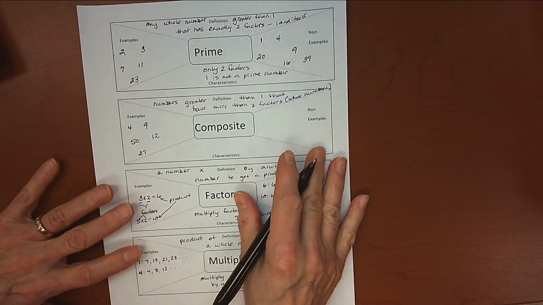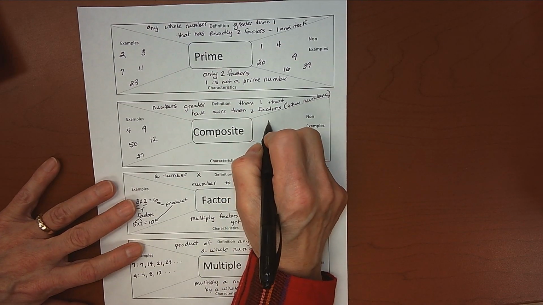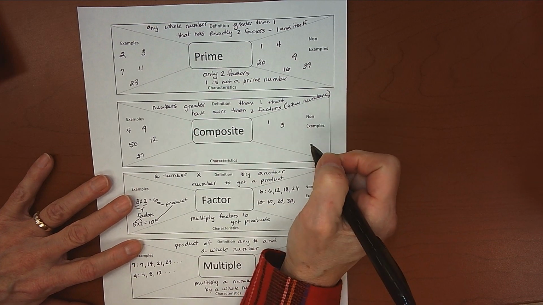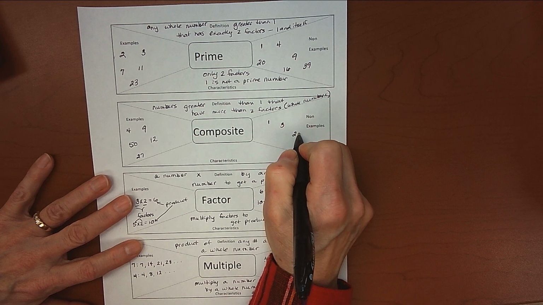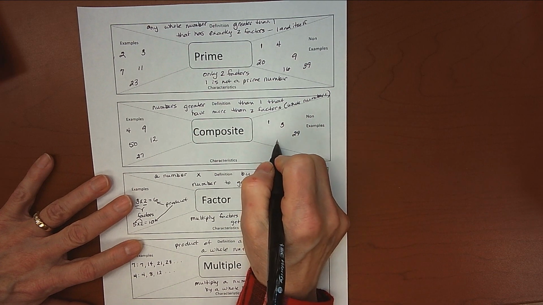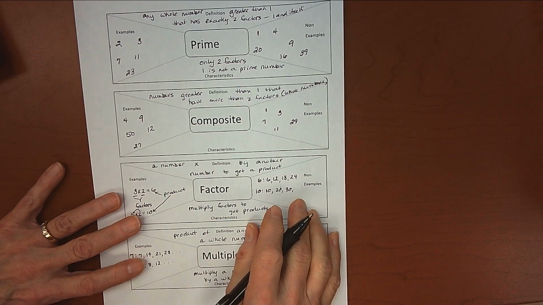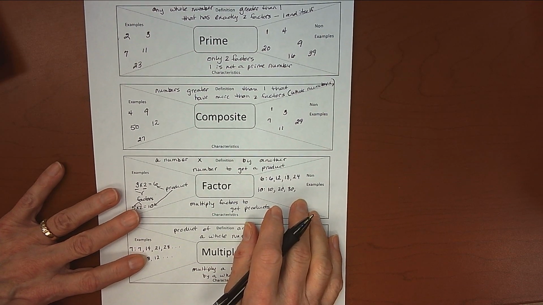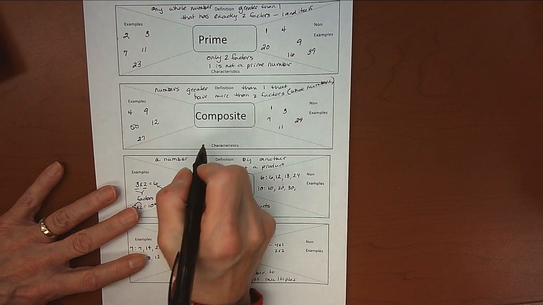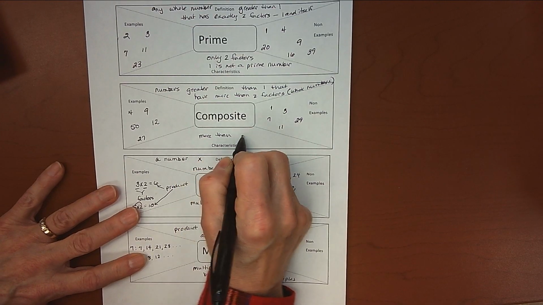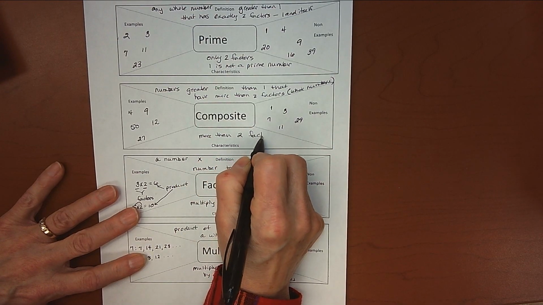All right, some non-examples. Remember, 1 is not a composite or a prime number. 3 is a prime number, so it can't be composite. 29 is a prime number. 11 and 7 are all prime numbers, therefore, except for 1, they cannot be composite numbers. Remember that composite numbers have more than 2 factors.